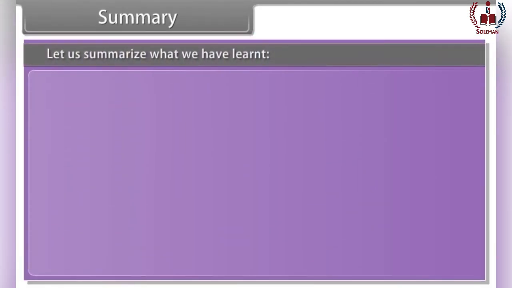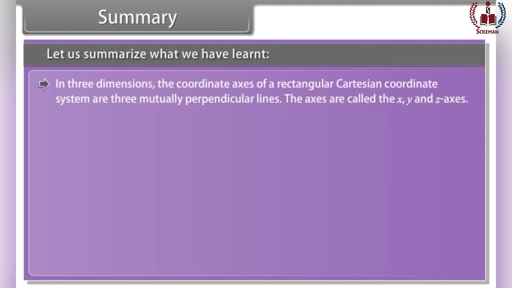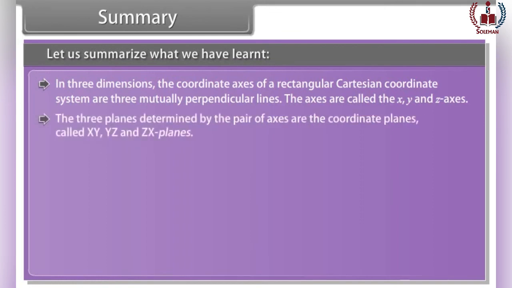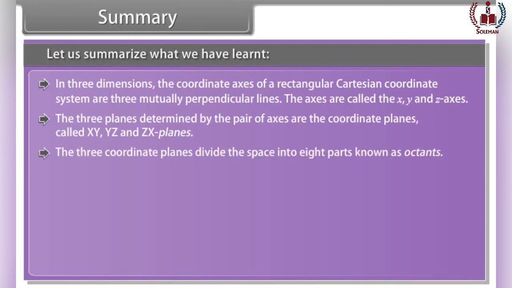Summary. Let us summarize what we have learned. In three dimensions, the coordinate axes of a rectangular Cartesian coordinate system are three mutually perpendicular lines. The axes are called the x, y, and z axes. The three planes determined by the pair of axes are the coordinate planes called XY, YZ, and ZX planes. The three coordinate planes divide the space into 8 parts known as octants.